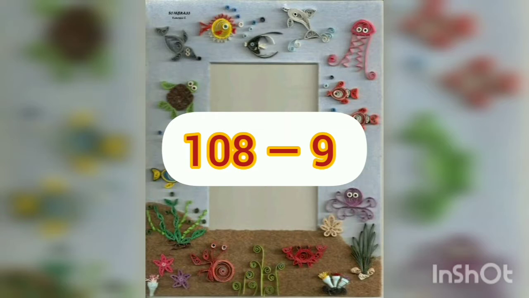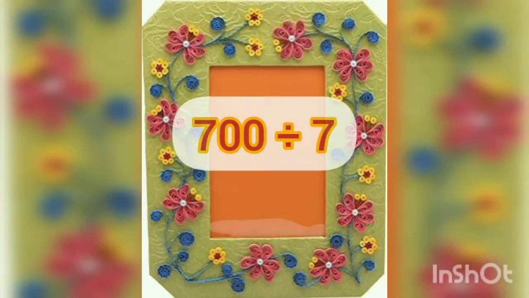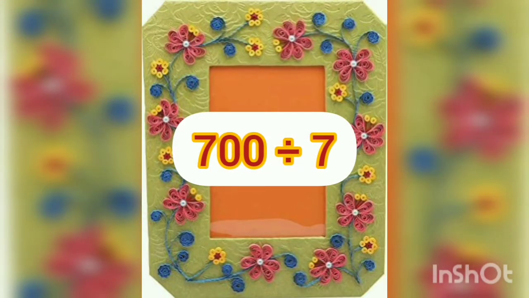And the third sum, 60 into 20. This is multiplication, so do it carefully. 60 into 20. And the fourth sum, division, 700 divided by 7.